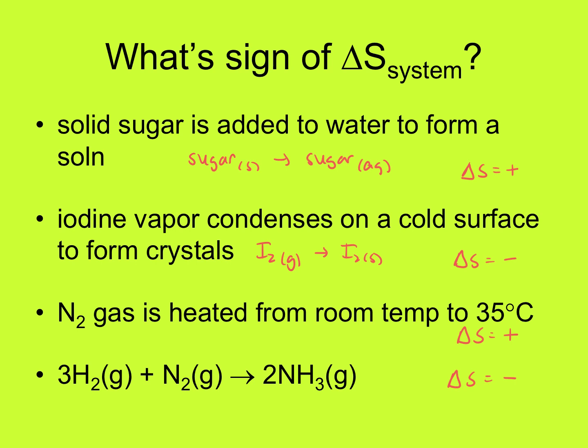The second one is negative because you're going from a gas to a solid, so there are fewer microstates and less disorder. Heating N2 gas increases the average kinetic energy, which makes the particles move faster, giving them more movement, which increases the number of microstates available. And the last one, you have both the number of reactant particles decreasing as they go into the product, and the number of gas molecules also decreasing over the course of the reaction. So that, of course, would be a negative delta S. Okay, that concludes this lecture.